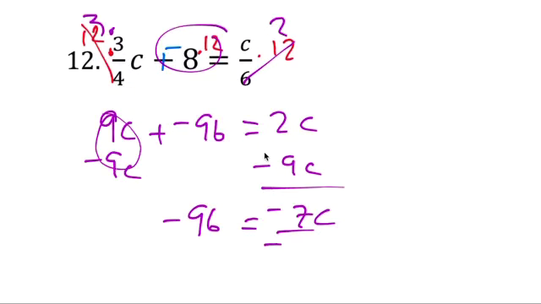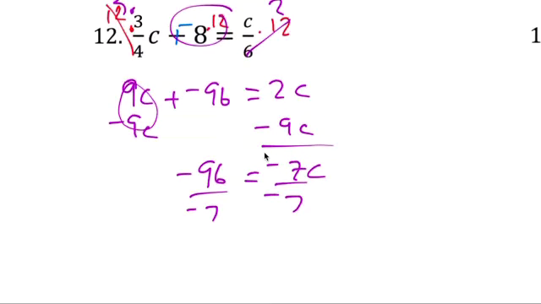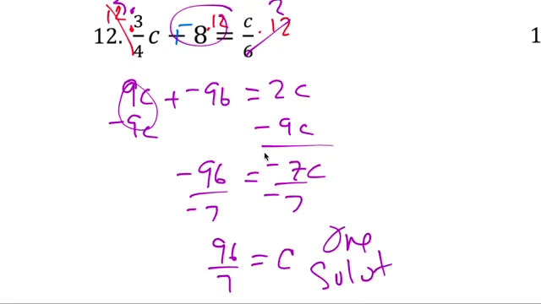Divide by negative 7. I don't think it goes in evenly, so your answer is c equals 96 over 7, one solution. Right.